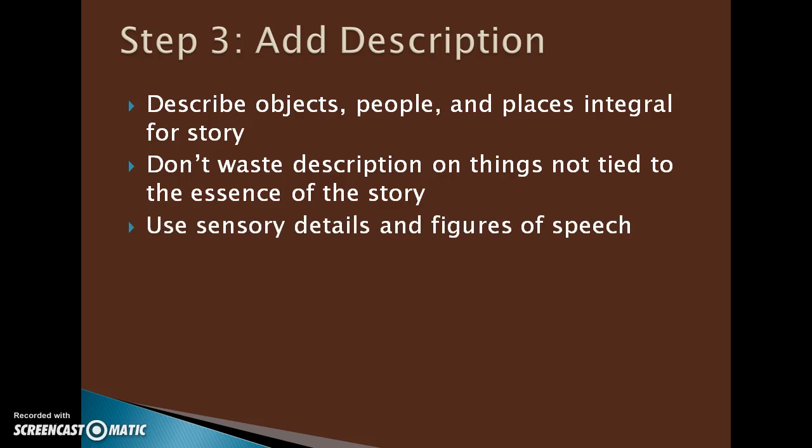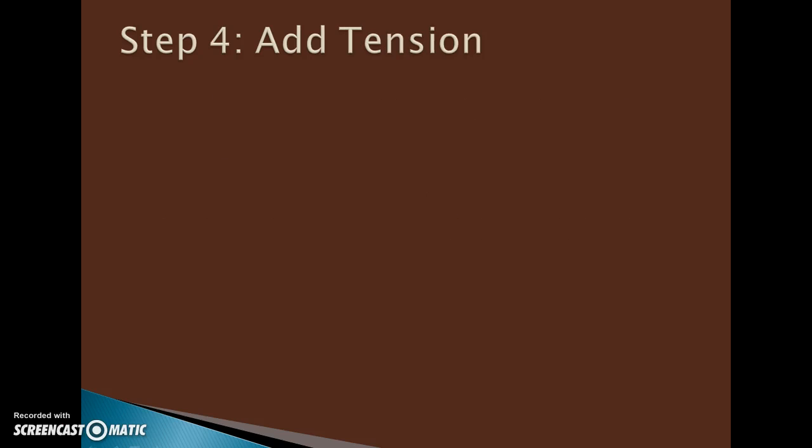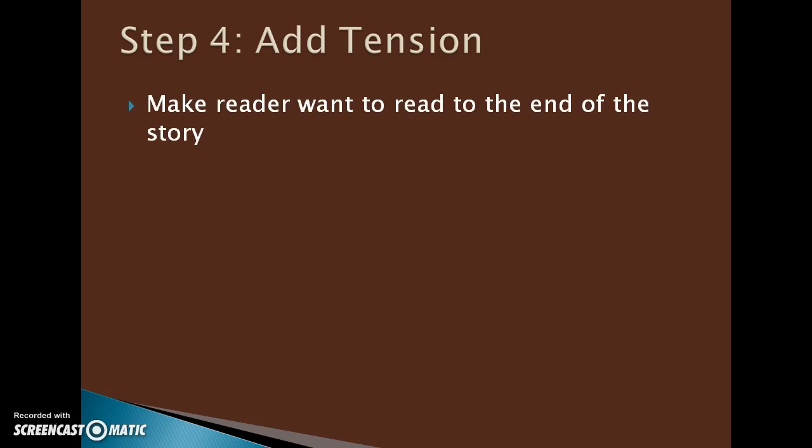Finally, make sure that you're using sensory details and figures of speech, both of which are discussed in the chapter on description. The fourth step is to add more tension to your story. And tension is created by making the reader want to read to the end of the story. So if you think about your favorite novel and what made you want to read the rest of the novel, this is what we're talking about when we discuss tension, or your favorite movie, or whatever.